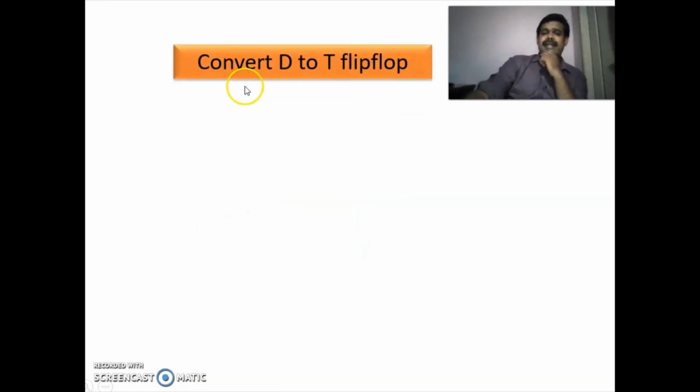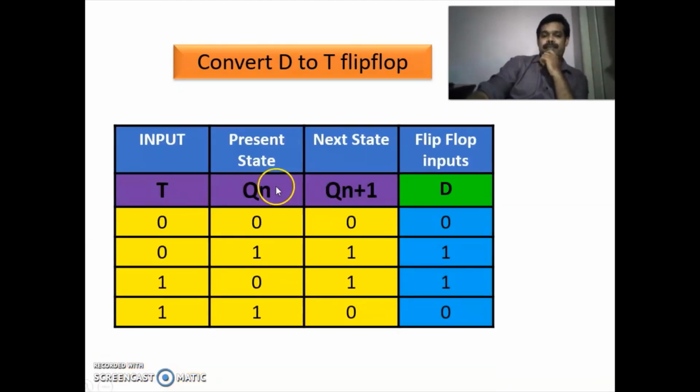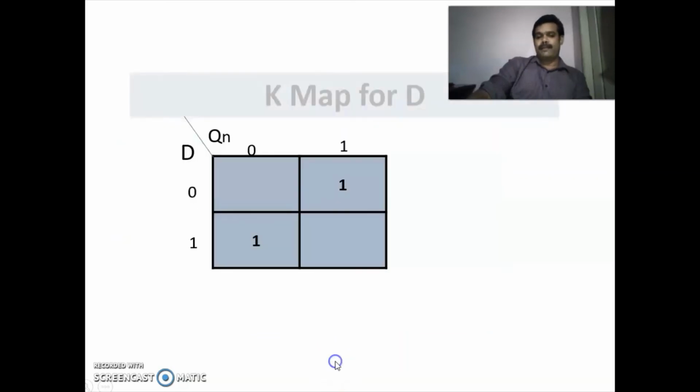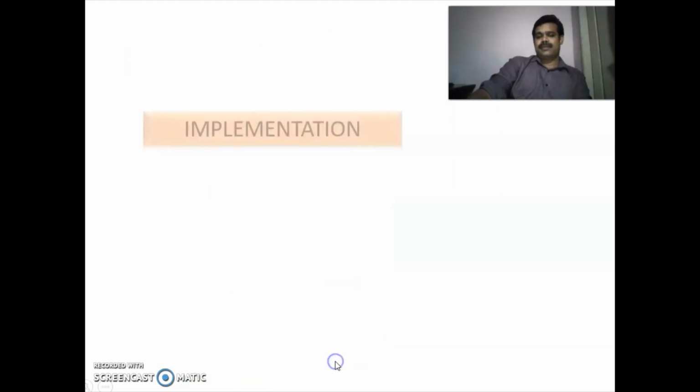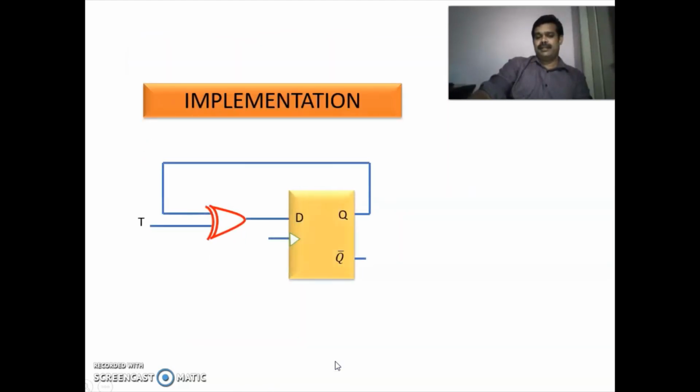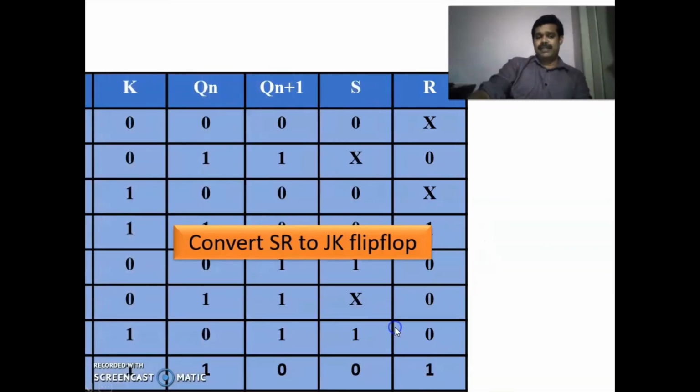Next we are converting D to T. So first we have to write the truth table of T flip-flop. Okay, this is a truth table of T flip-flop, and by using the excitation table of D flip-flop, we are writing this column. Then we are drawing the K map for D. Here the input variables are T and Qn. And we are implementing. So this is a D flip-flop, and by using the expression we have drawn.